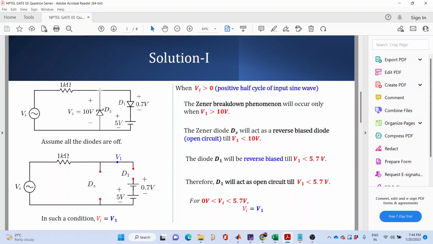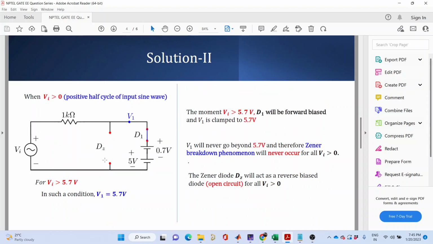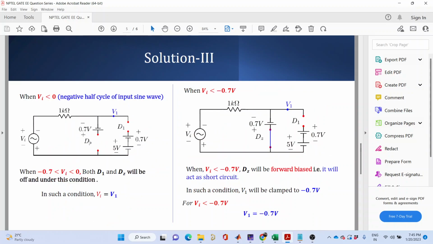What would be the potential at this point if the diode DZ is forward biased? Sir, VI. How can it be VI? DZ is conducting. If DZ is conducting, what is the potential at this point? 0.7 volt, right? So, you see, it is not an ideal diode. So, you are saying that there is a potential drop of 0.7.